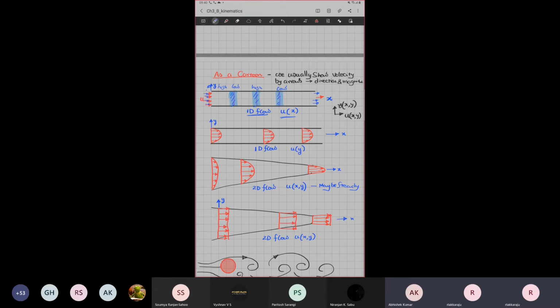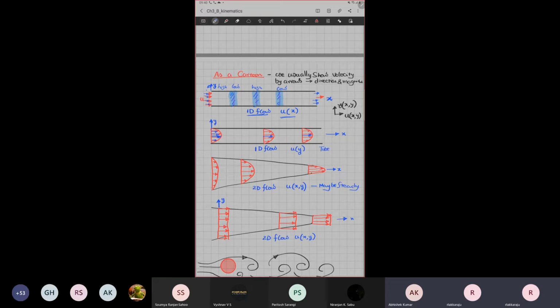Now, if your objects show variation in velocity in some other direction like y, but that velocity doesn't vary in the x direction. Can you see here the second example? Hello. Yes, sir. Yes. There is something like a tube, it can be a needle and so on.